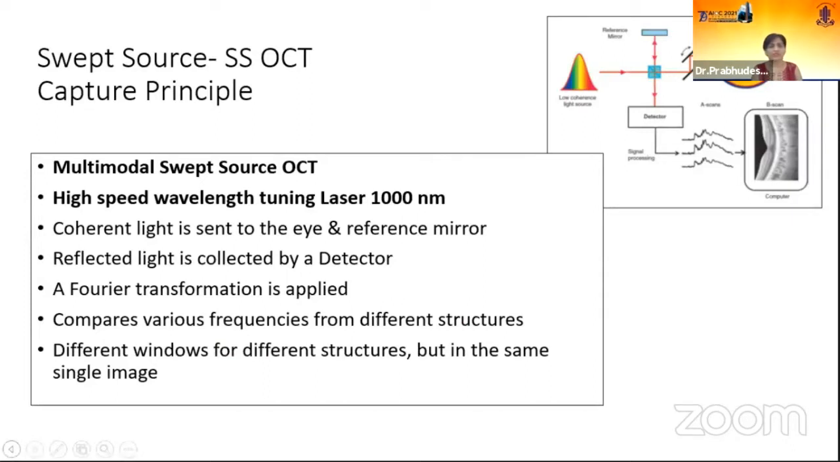SSOCT is a multimodal OCT with a high speed and a wavelength of 1000 nm. Coherent light is sent to the eye and to a reference mirror. Reflected light is collected by a detector and a Fourier transformation is applied. It compares various frequencies from different structures and shows different structures but in the same single image.